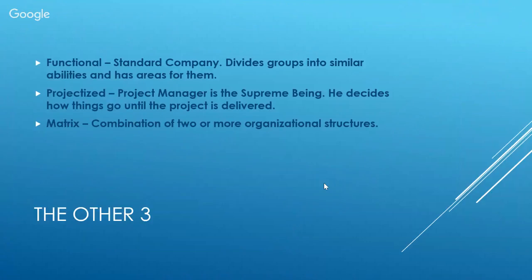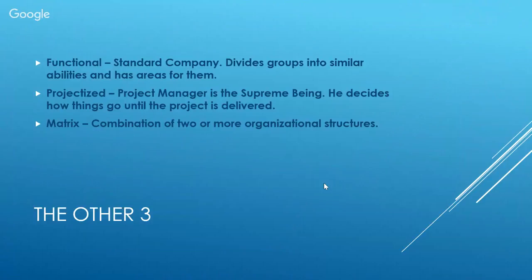So to understand what composite organization is, we have to understand the other three basic types of organizational structure. The first one is functional, which is like a standard company. You can think of a grocery store that divides areas into groups that are specialized for what they have. For example, you have a bakery that carries your breads, a deli for your meats, a freezer section for the frozen food, stuff like that.